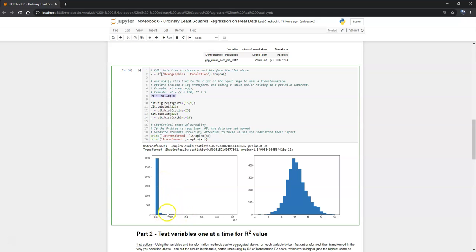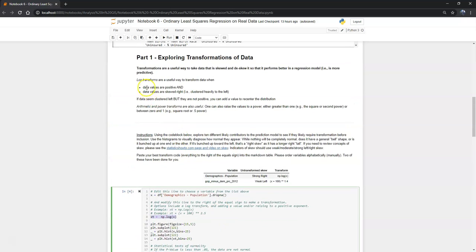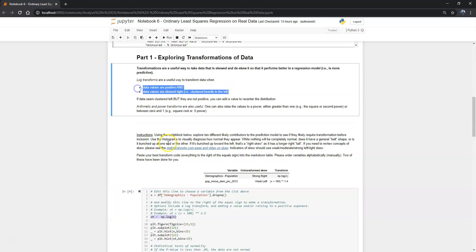This has a strong right skew. So we've talked about in class a number of times, the easiest way to deal with this, where things get kind of bunched up over here, is to do a natural log transform. Log transforms are useful when the data values are positive and the data values are skewed right. We're meeting both of those criteria. The data values are positive. Population is always going to be a positive number. It should never be 0. I suppose that's theoretically possible. You could have a county that's empty. I don't think that any counties in the United States are entirely empty.